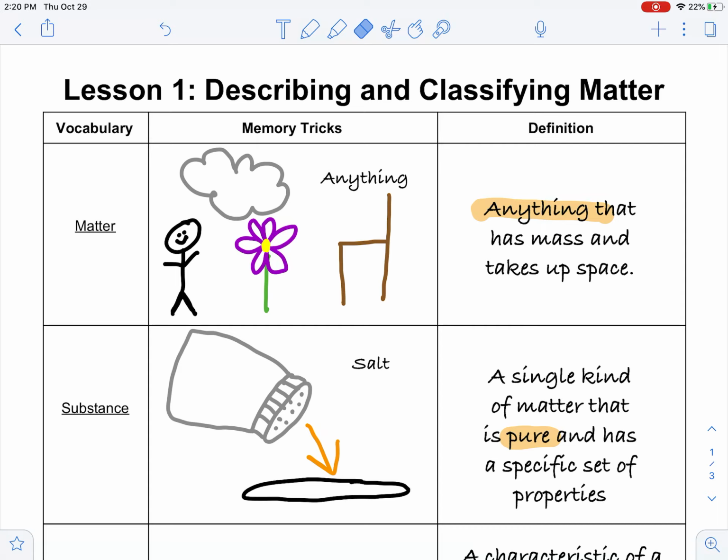I put just a few things on here, like a cloud and a person, a flower, and a chair. Again, anything is going to work for matter. So let's break it down into something a little more small, and that's a substance. A substance is a single kind of matter that is pure and has a specific set of properties.